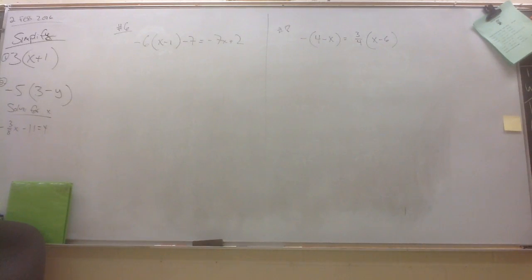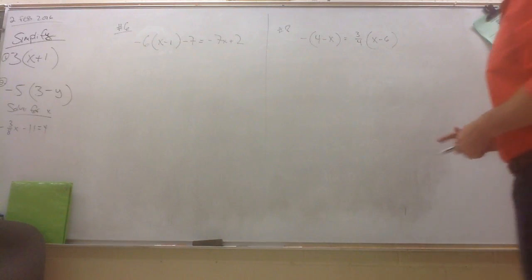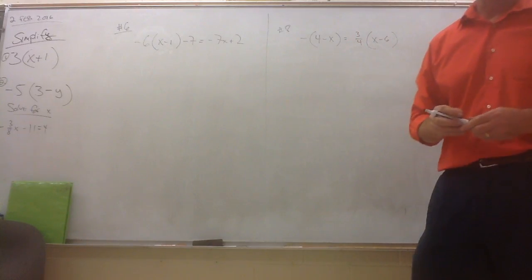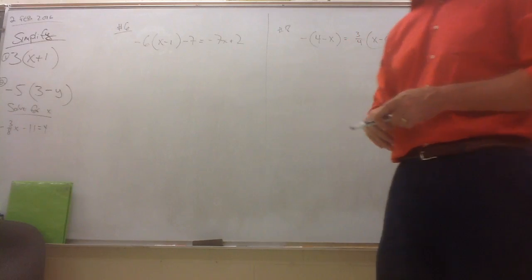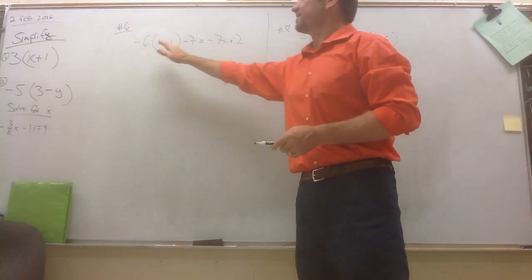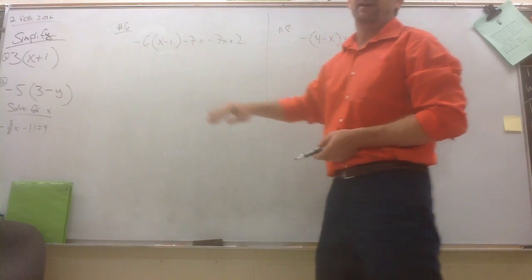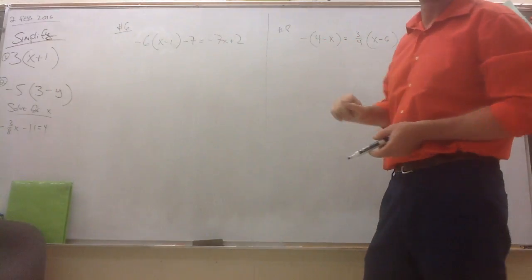Okay, if you take a look at the two problems we put up on the board, these come off of your homework tonight, number 6 and number 8. And today in class we talked about solving equations that not only had the variable on both sides of the equation, but also involved using some distributive property and maybe even clearing some fractions.